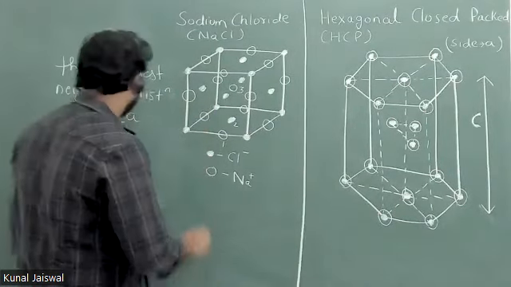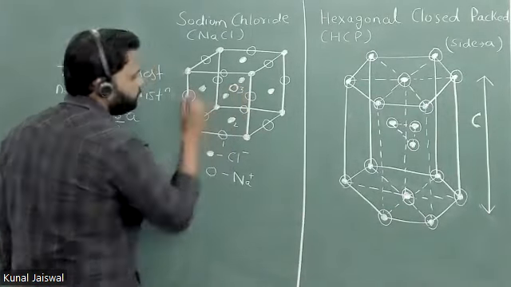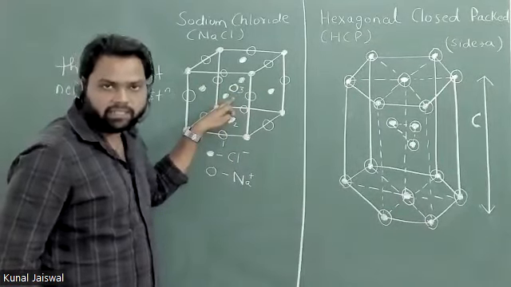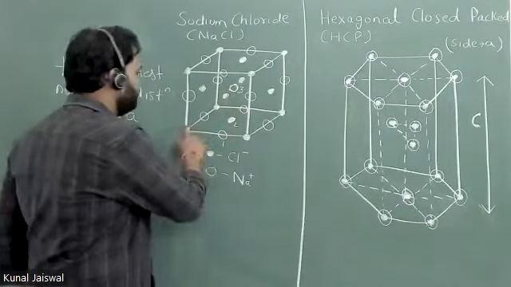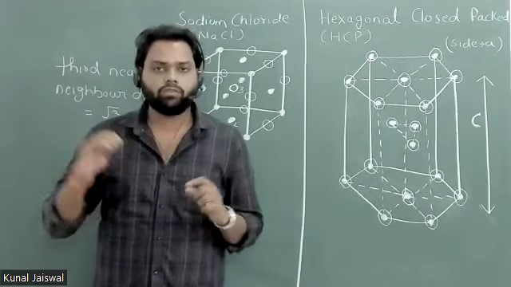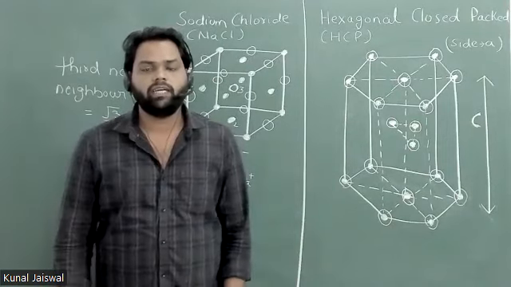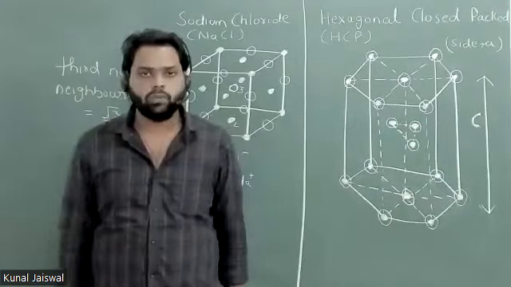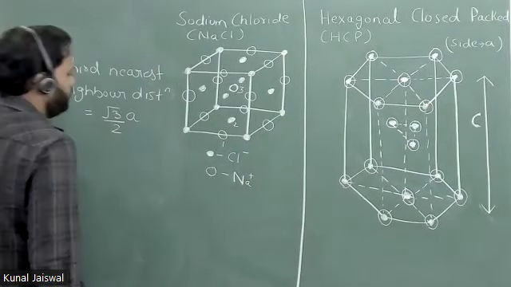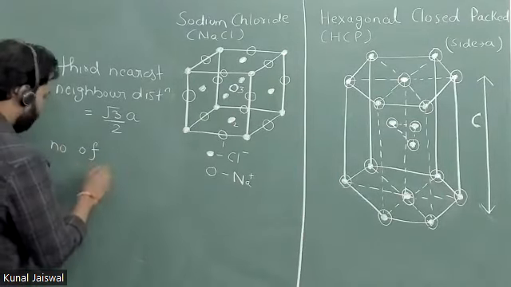Which one? This sodium ion, which is present at the body center. So what will be this distance? Half of the body diagonal. The body diagonal is root 3a, so half of the body diagonal is under root 3a by 2. So the third nearest neighbor distance will be under root 3a by 2. And the number of third nearest neighbors will be how much? 8.